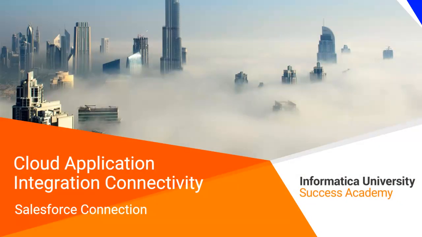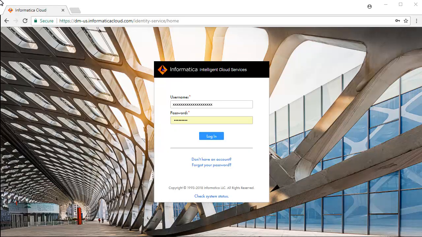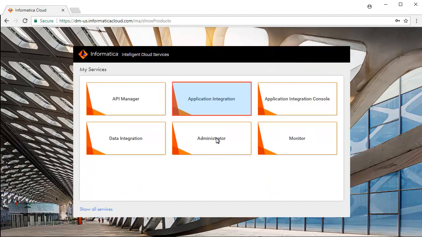This video will show you how to use a Salesforce connection in a cloud application integration process and perform operations on Salesforce objects. This is the Informatica Intelligent Cloud Services login screen. Enter your credentials and click Login. And select Application Integration Service from the list of available services.